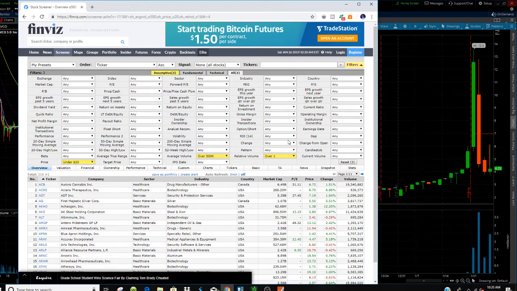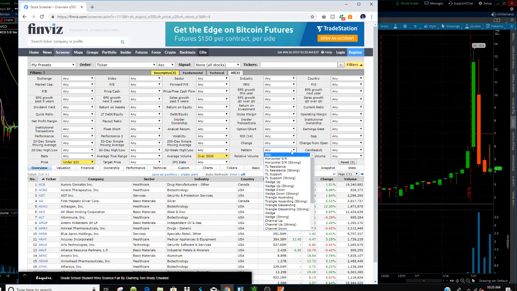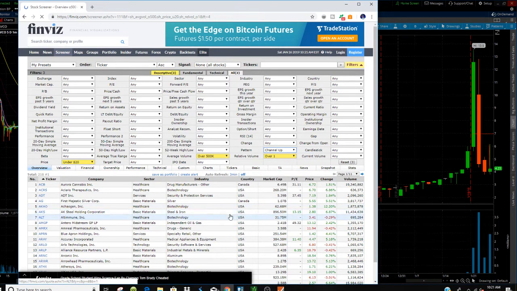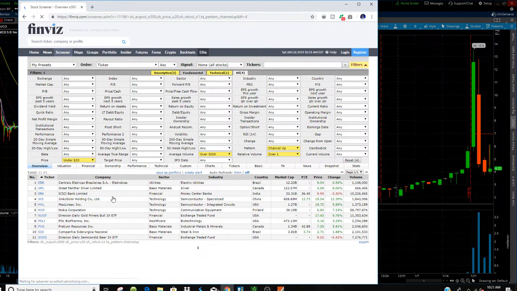Where is it? Oh, pattern. Pattern is going to be just the overall direction of the stock. We want it to be going up, channel up, or channel up strong. So in between here, guys. So we're going to just start off with channel up, and if it filters out too many, then we can deal with it. But it looks like there's 11.